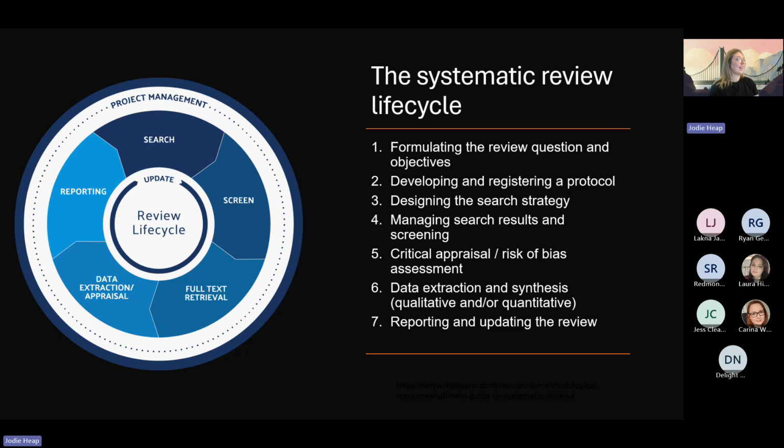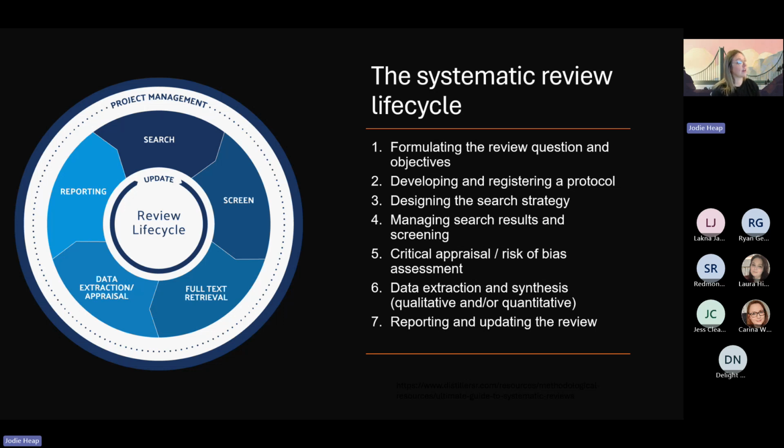Then we can start looking at designing the search strategy. I would say this is the most important part of the process, because if we can get the search strategy correct, then we can apply it to all of our different databases, simply, easily gather the data and move on. I'm getting ahead of myself. Next, we want to manage the search results and do some screening, remove any duplications, for example.